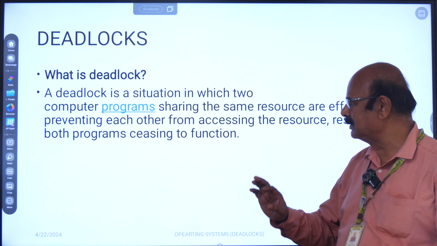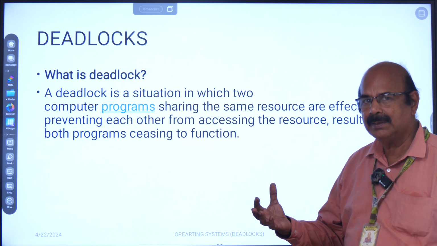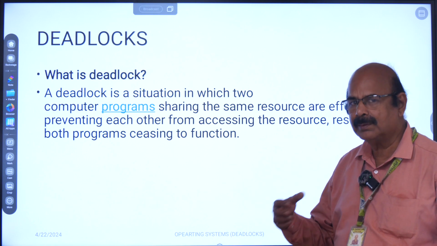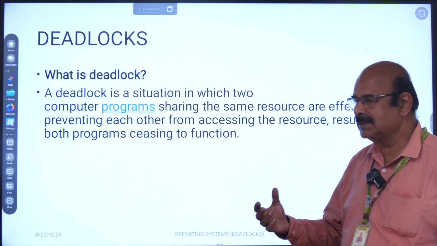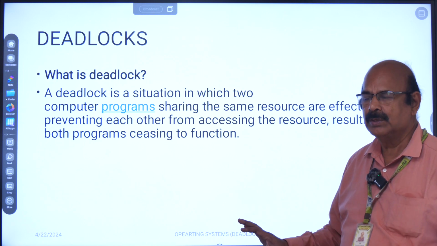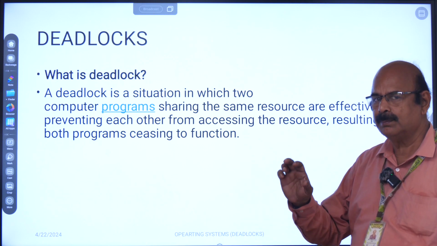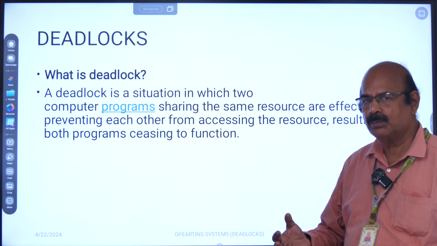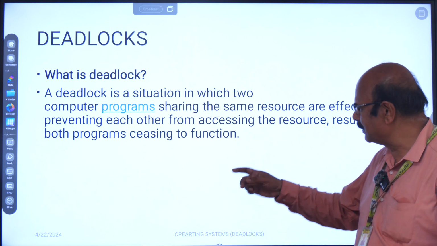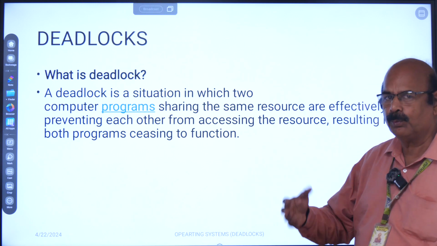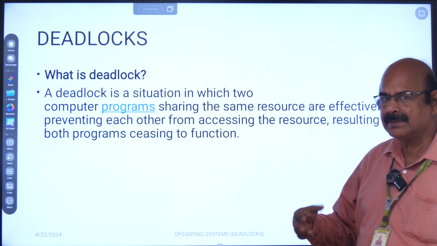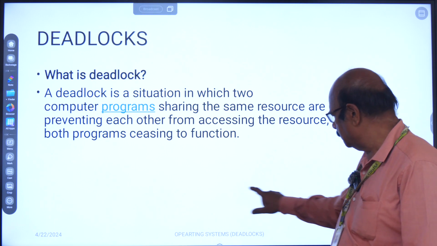So what happens is, whenever resources are shared, there are many resources, but whenever the processes are more than the resources and they want to share, what happens here? The access results in both programs ceasing to function. Whenever the processes are searching for the same resource, they can't get it, so the program will cease to function. The operating system functions cannot be done properly. So that is the thing.